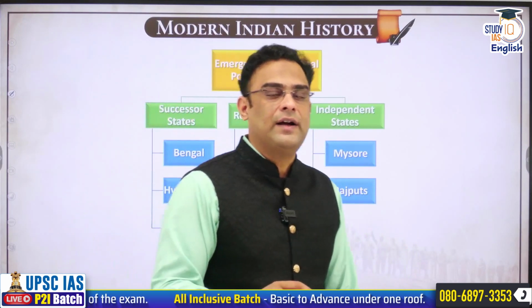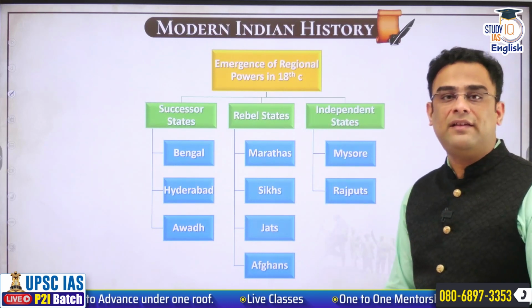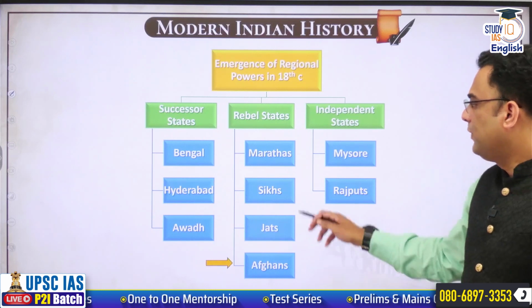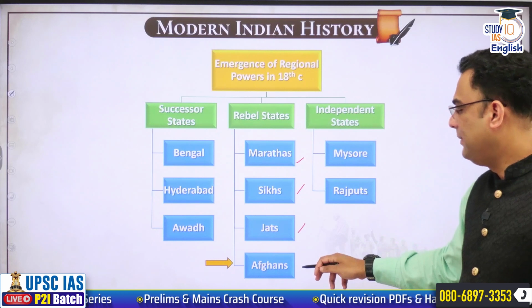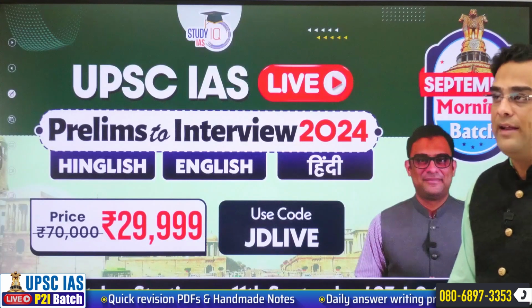Now, having seen the Jats, let us see the next important rebel state, that is, those established by the Afghans. So we have seen Marathas, we have seen Sikhs, we have seen Jats amongst the rebel states. The one that remains is Afghans. So we will now see the states that were established by Afghans.